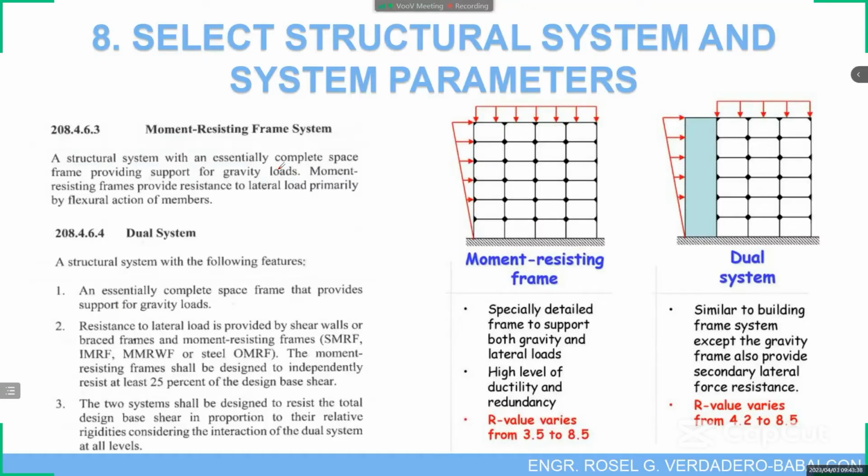And next is the dual system. So it is similar to the building frame system, except the gravity frame also provides secondary lateral force resistance. So in the building frame, the gravity load is supported by the frame. But here in the dual system, the gravity and the lateral load is also resisted by the frame system. So it's like a combination of the moment resisting frame and the building frame system. Okay.